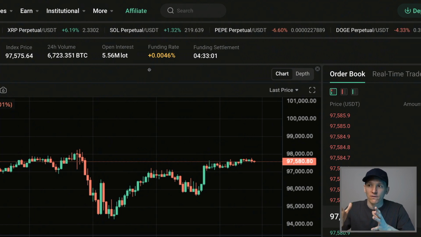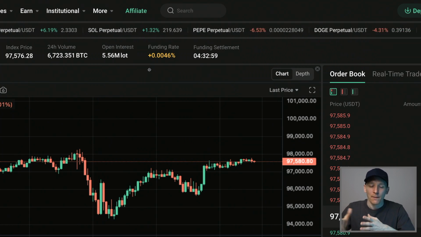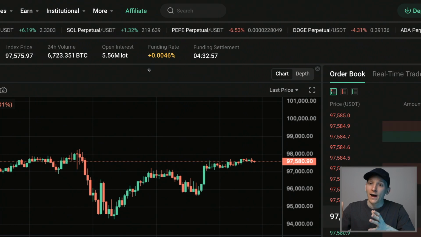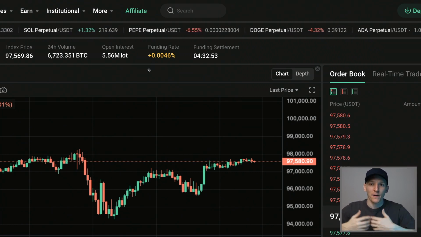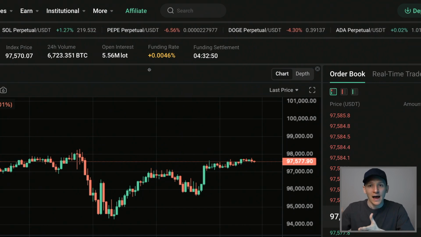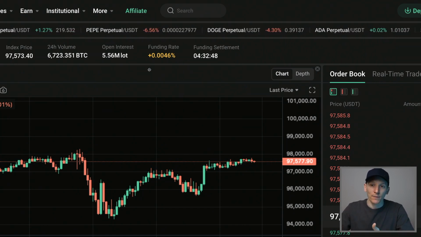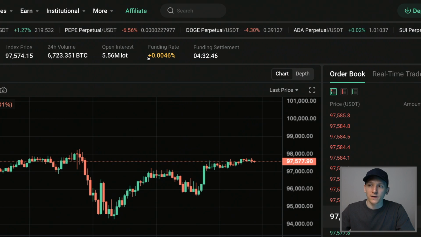Now, this funding rate isn't really that much of a big deal for the most part. However, in bull markets, it can get pretty wild when a lot of people are speculating and going long. The funding rate can eat into the trade that you're making. So just keep this in the back of your mind and how much this is.